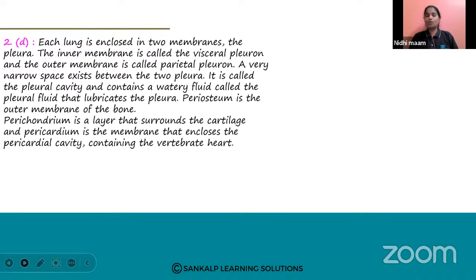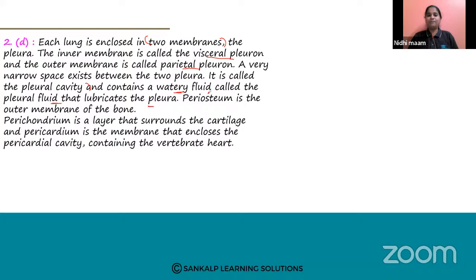So let us discuss more about it. Each lung is enclosed in two membranes. The two membranes are the pleural membranes. The inner membrane is called visceral pleura. Outer membrane is called parietal pleura. Inner visceral, outer parietal. A very narrow space exists between the two membranes, between the visceral pleura and the parietal pleura. A space ಗೆ it is called as pleural cavity ಅಂತ ಕರಿತೇವೆ. ಸೊ ಅದರಲ್ಲಿ ಏನಿರುತ್ತೆ? It contains watery fluid which is called pleural fluid which lubricates the membranes.